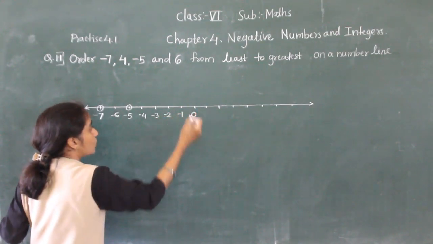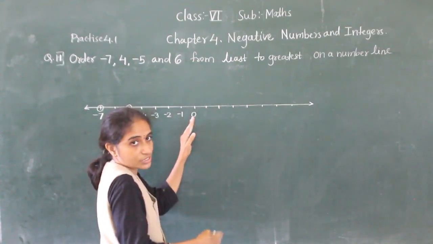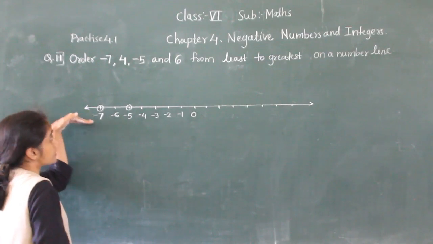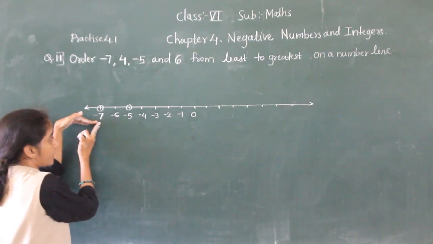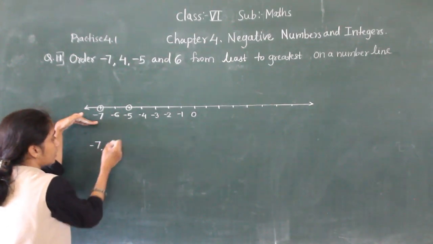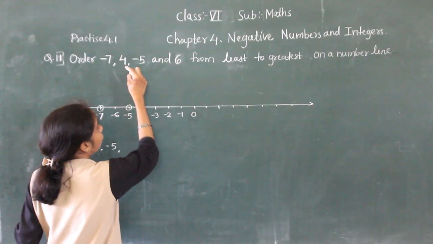This is 0. The right side of 0 has the positive integers, and the left side of 0 has the negative integers. So see the ascending order, least to greatest. First we marked minus 7, then which number did I get? Minus 5. Now 4.